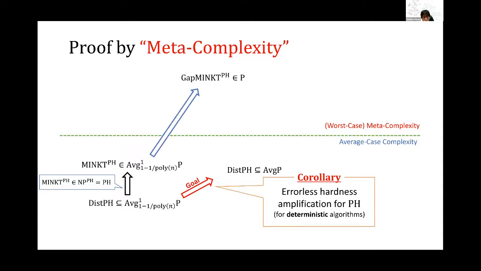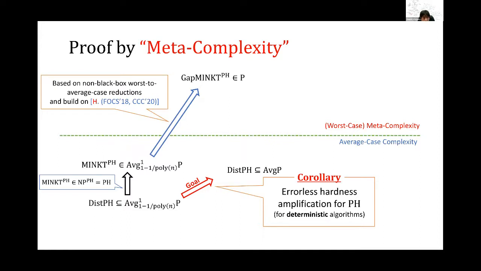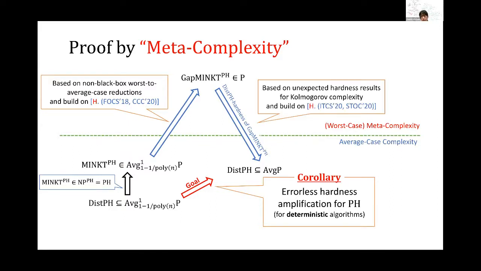Now, here is an important step. By using a non-black box worst case average case reduction, we can show this implication: if we have an average case polynomial time algorithm for min KT with pH oracle, then there is a worst case algorithm for gap min KT with pH oracle. And then we can go back to the average case complexity statement by proving the pH hardness of gap min KT with pH oracle. This implication can be proved based on our previous work.